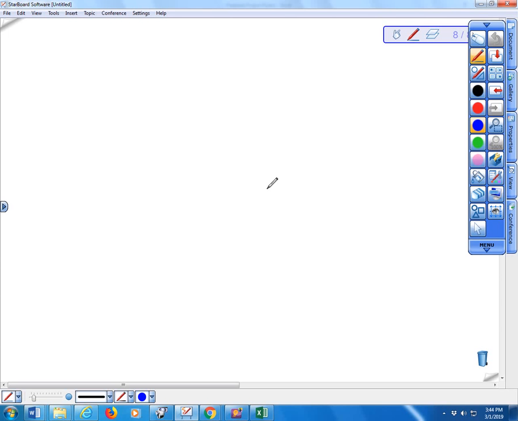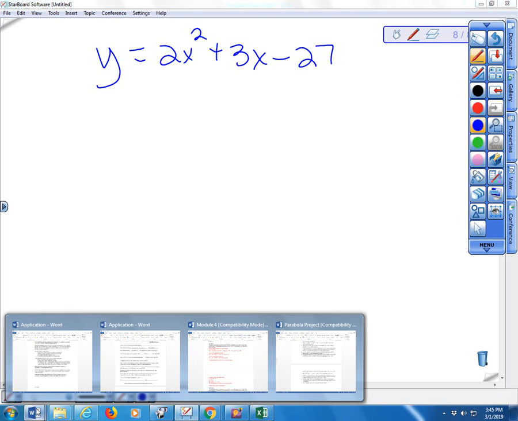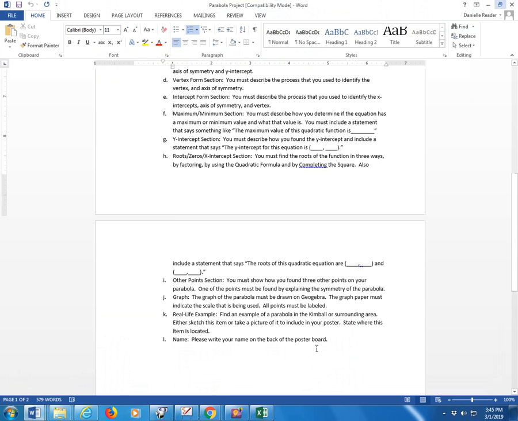And what you could probably do is, as I do my part, you could pause it and do the exact same thing with yours, so that you're understanding the concepts and you're going along with me. Okay, so my equation is 2x squared plus 3x minus 27. All right, so when I look at the document that I gave, let me go to the top.